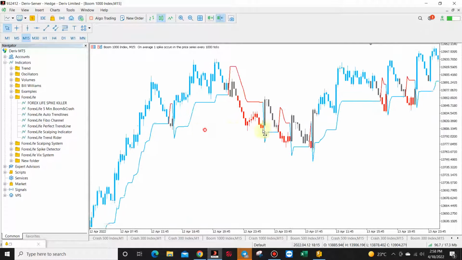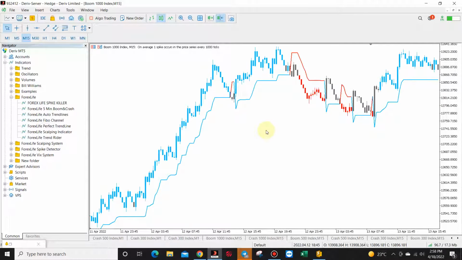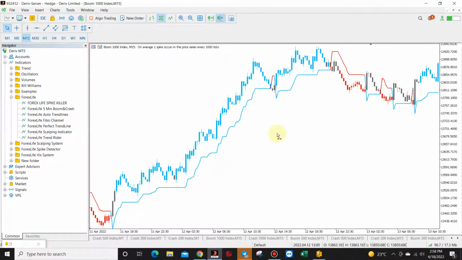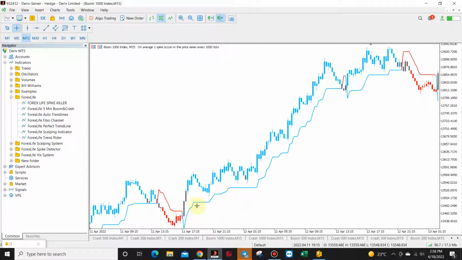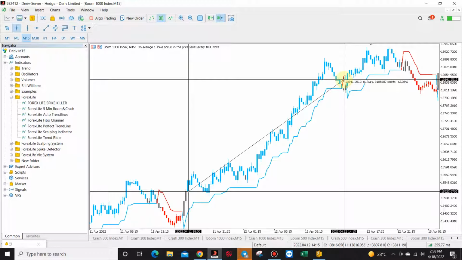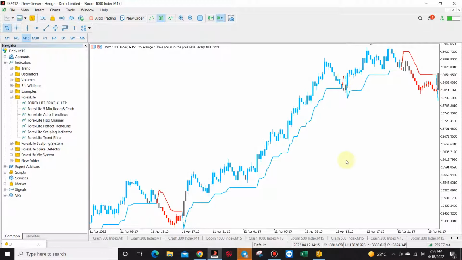So this is how it works on Boom 1000. As you can see, you would have entered the market over here, all the way up till there, and that's where you would have exited your trade.